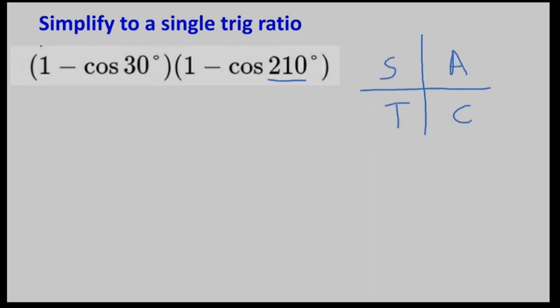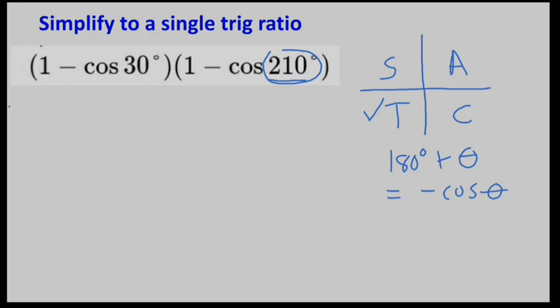All right. Where is this angle 210? 210 is in this quadrant. And in this quadrant, we know that this is 180 degrees plus theta. And since it's the cos, we can simplify this to negative cos theta.